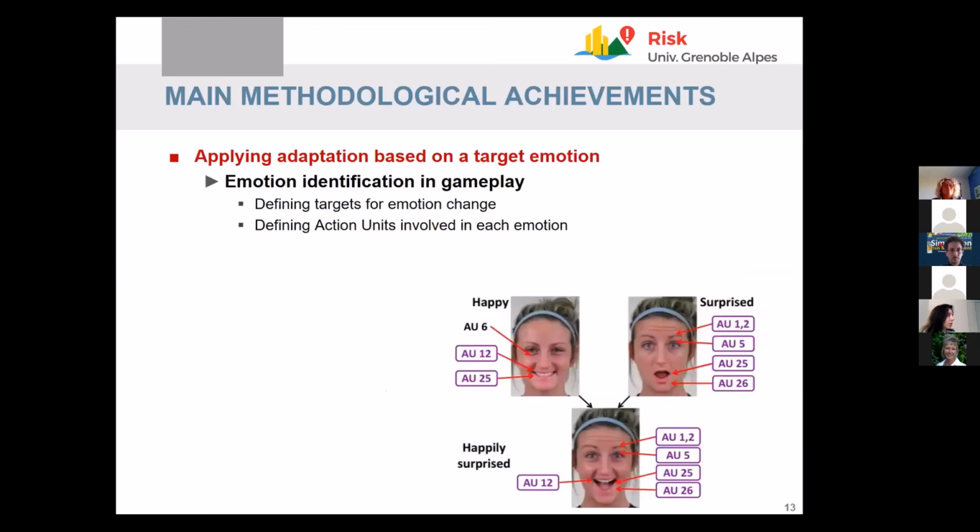I'm going to just talk about this. We are going to define different action units for each emotion, and then based on the target of the Vigiflood serious game, we define different types of emotion that can affect the user's risk perception.